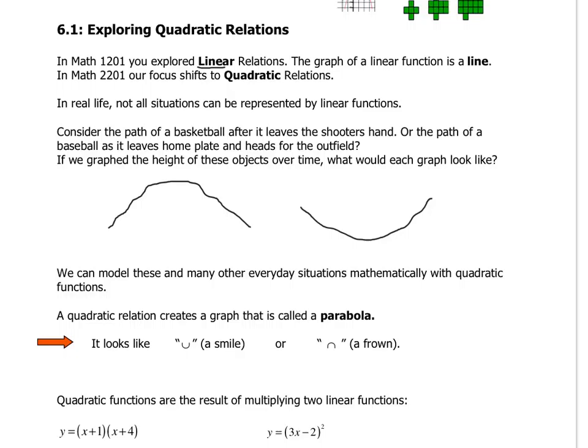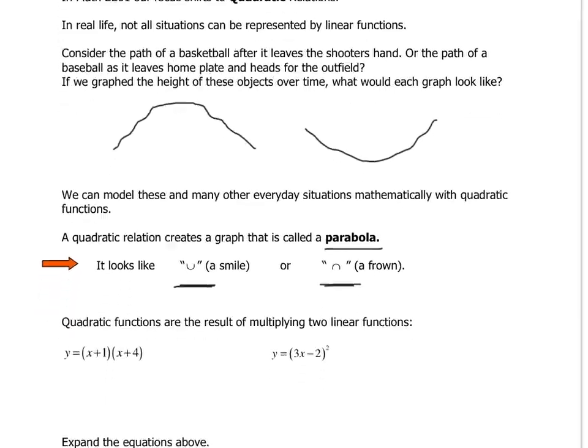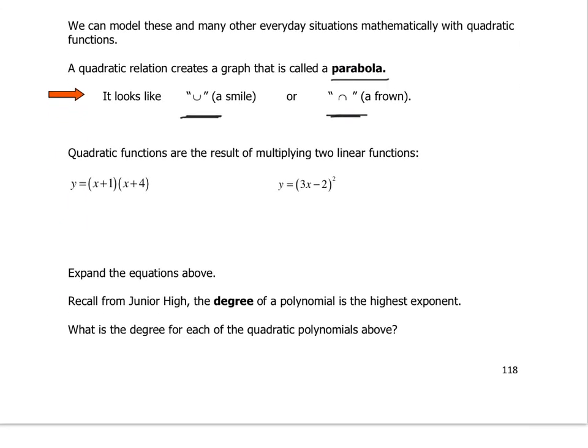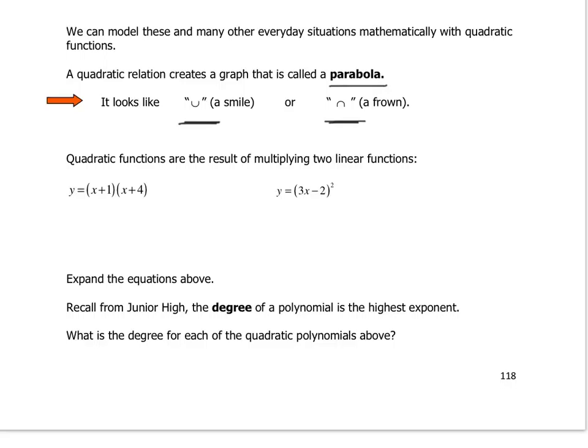And the graph of a quadratic is called a parabola. As we look at the two shapes we have up there, it's like a U shape or an upside down U shape, a smile or a frown. Quadratic functions can be found by multiplying two linear functions. So there's a connection to the linear relation that you did.